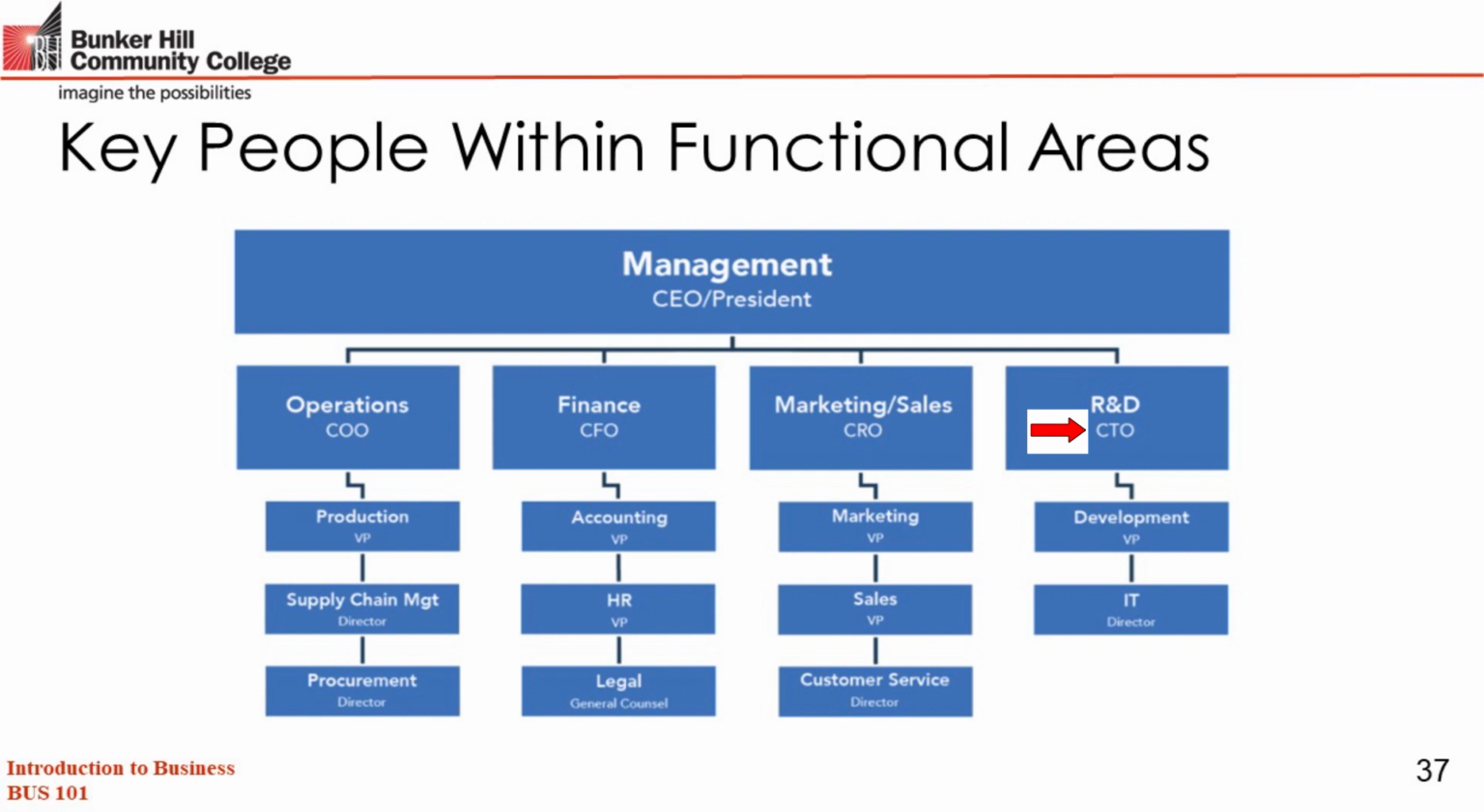And then under each office, you've got the operations division. They've got production, supply chain, getting the resources available to them, procurement, which is contracting for services and goods that are required. Under the finance bucket, you've got accounting, human resources, and legal. Under the marketing and sales bucket, you've got marketing, sales, and customer service. And then you've got development and IT under R&D.